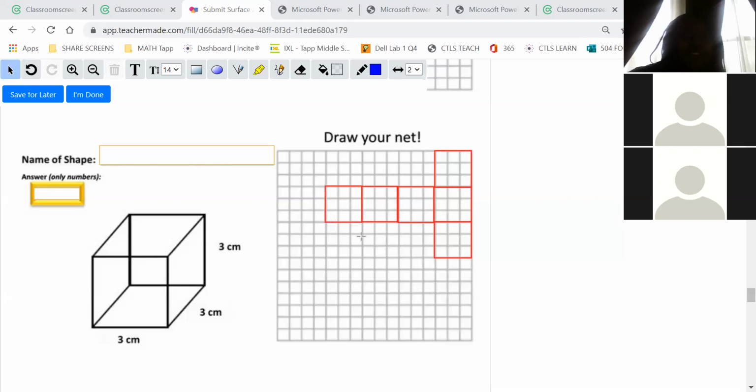So our cube has a total of 6 faces. Let's make sure we have them all. 1, 2, 3, 4, 5, 6. Awesome. So we have our net of our cube here. And we can go ahead and label our parts, label our sides. I know that this is a cube, so this side is 6, and this side is 6.